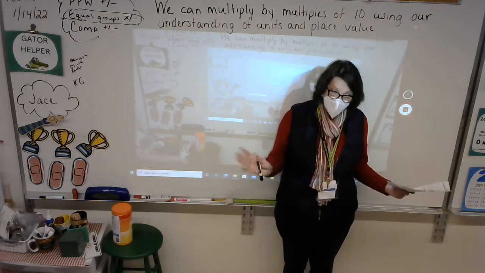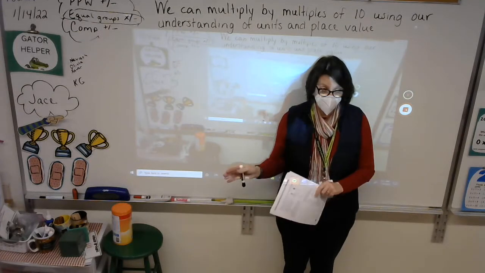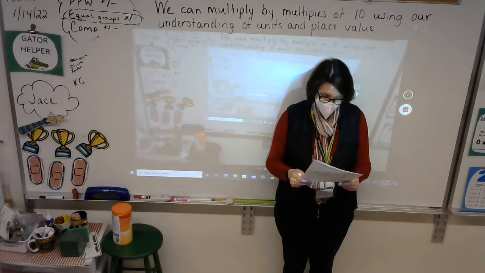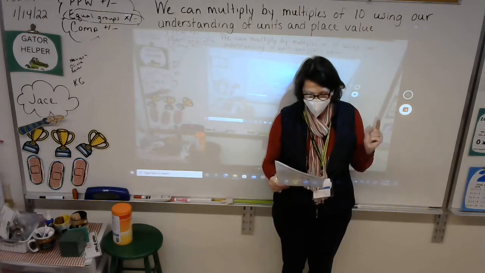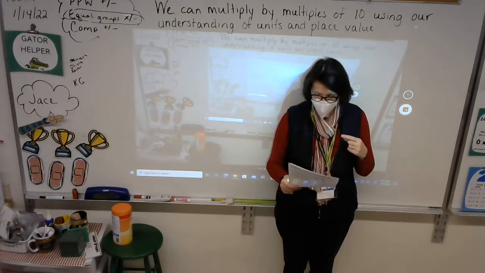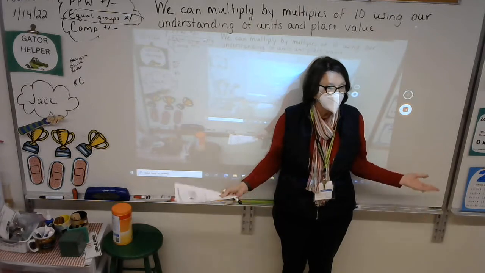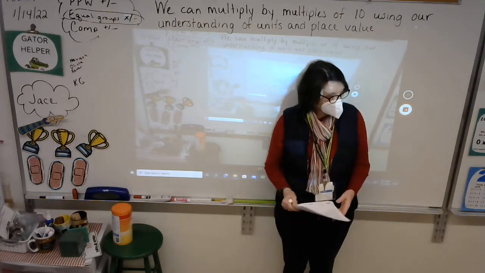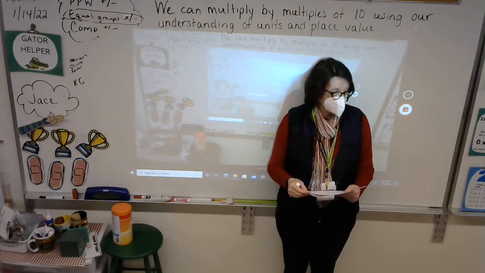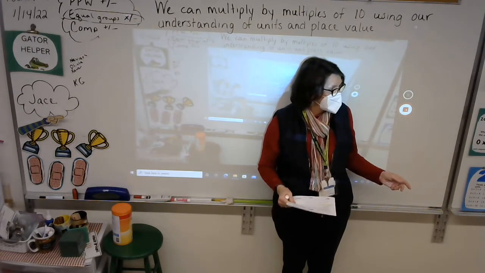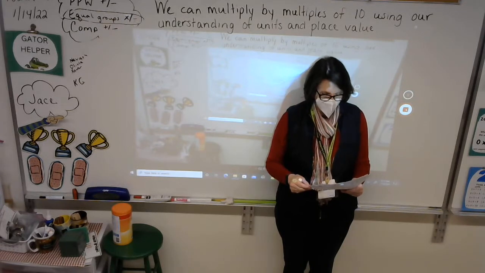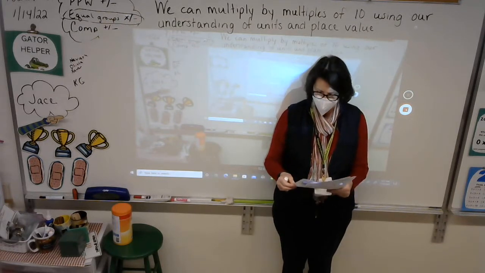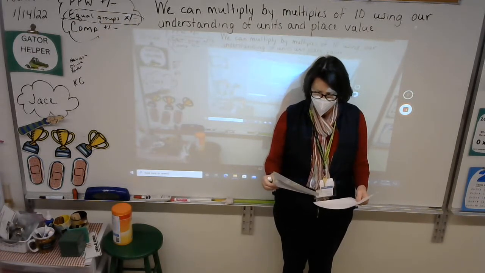Okay, now I'm going to say a multiple of 10, and you have to give me the whole multiplication back starting with 10, okay? So, 10. 10 times 1 equals 10. 20. 10 times 2 equals 20. 30. 10 times 3 equals 30. 40. 10 times 4 equals 40.